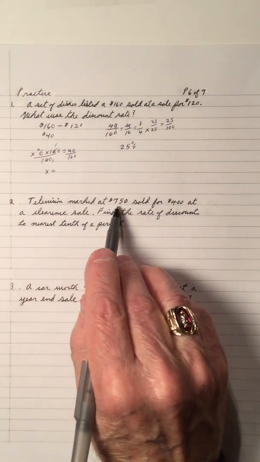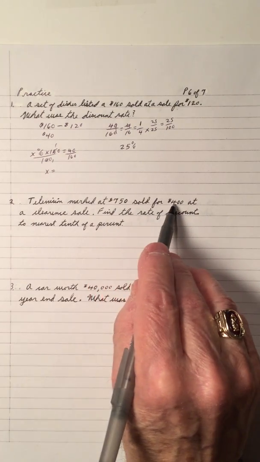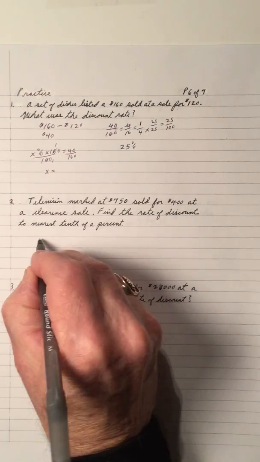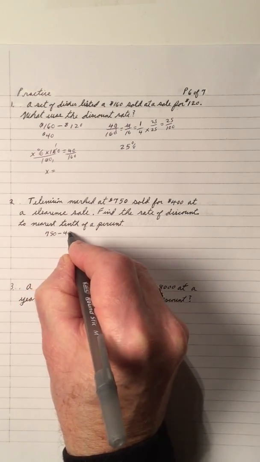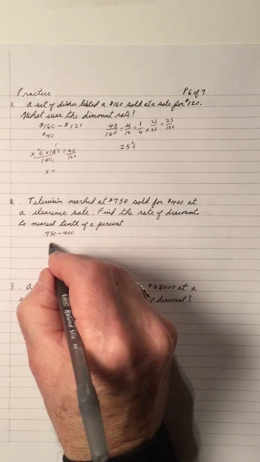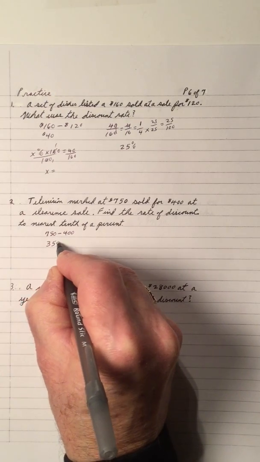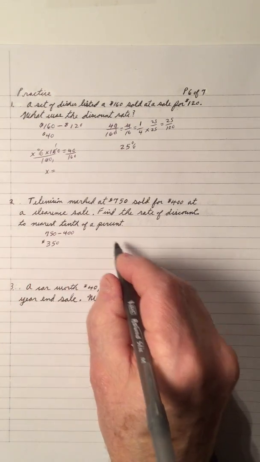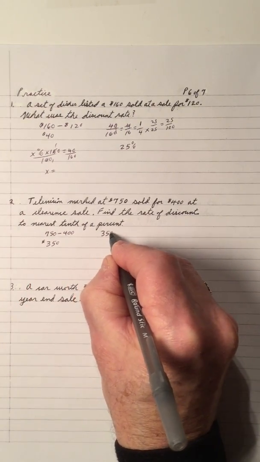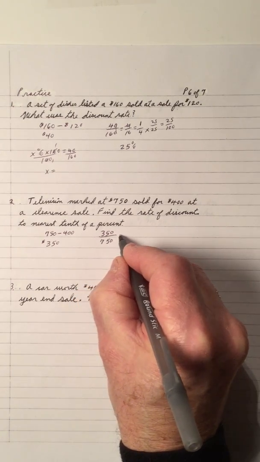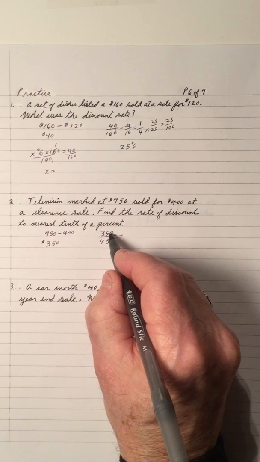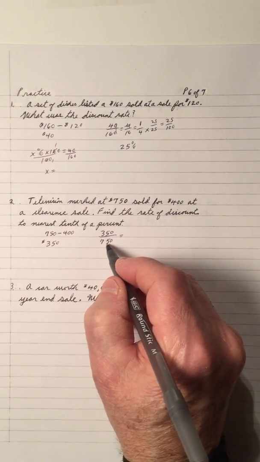The television is marked at $750, sold for $400. So again, a quick way is $750 subtract $400. That means you had a discount of $350. That's what was taken off. So that $350 is placed over the initial value. So it's the discount over the initial.